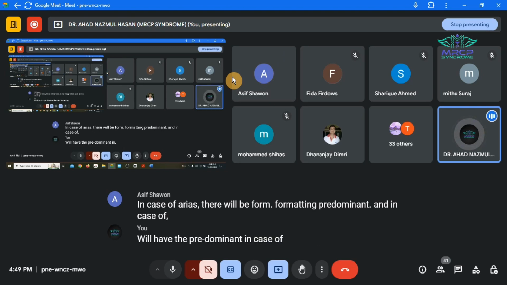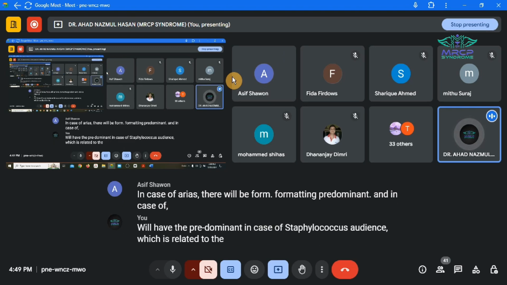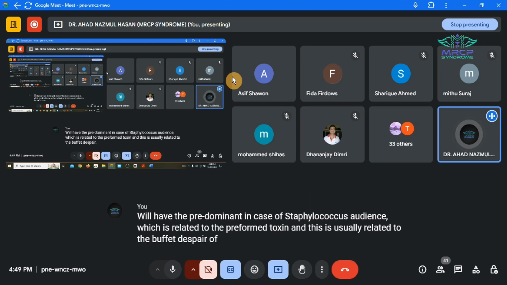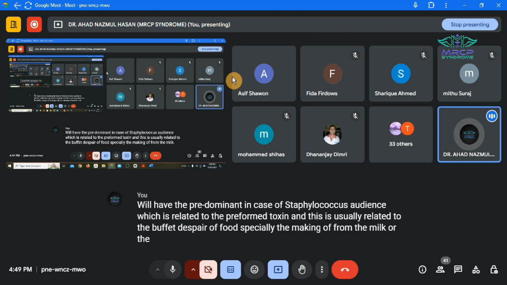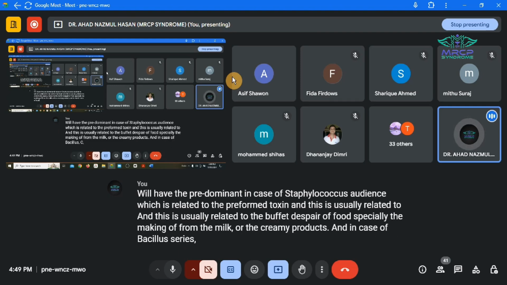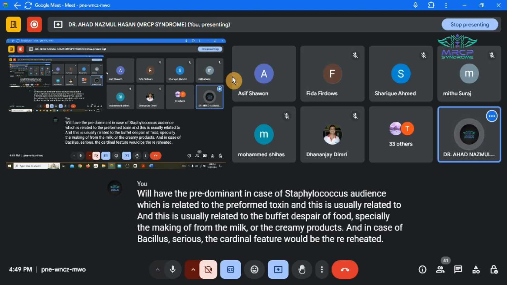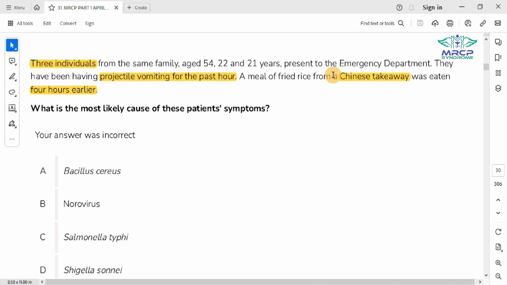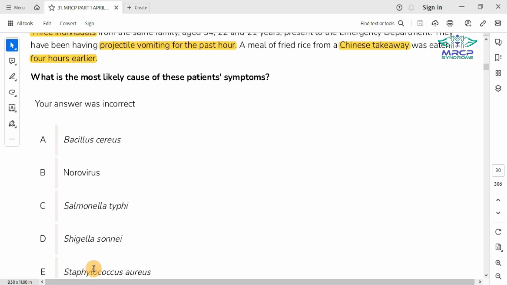Staphylococcus aureus is related to a preformed toxin, and this is usually related to buffet display of food, especially food made from milk or creamy products. In case of Bacillus cereus, the cardinal feature would be reheated fried rice or Chinese takeaway meals. So Chinese takeaway is one of the clues in favor of Bacillus cereus. Projectile vomiting may occur in case of Bacillus cereus, but it is more commonly seen in case of Staph aureus as well as norovirus.